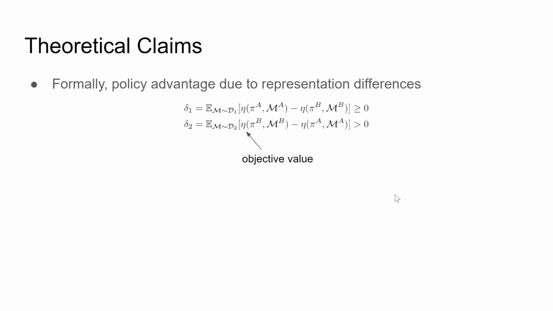And then in practice, we can really quantify this in terms of how big the gap is, like how difficult or how much easier one class of representation is compared with the other. So here, delta 1 and delta 2: eta here I can think of as the objective. Delta 1 is the advantage of representation A over representation B on the distribution D1, and delta 2 is the opposite.